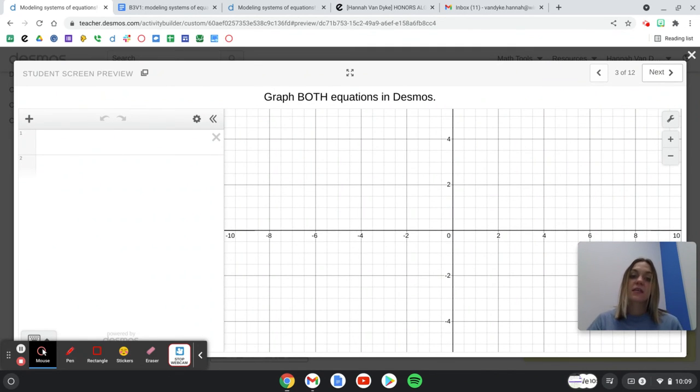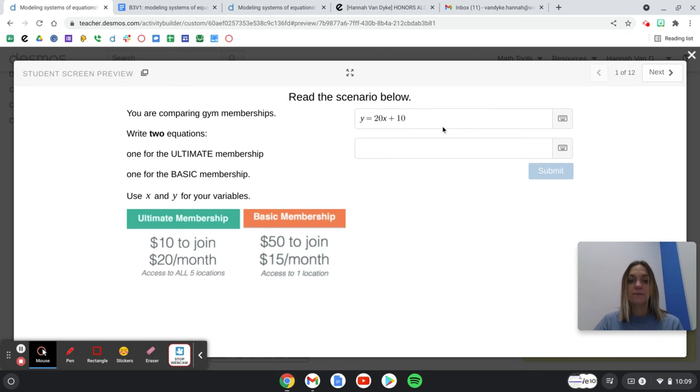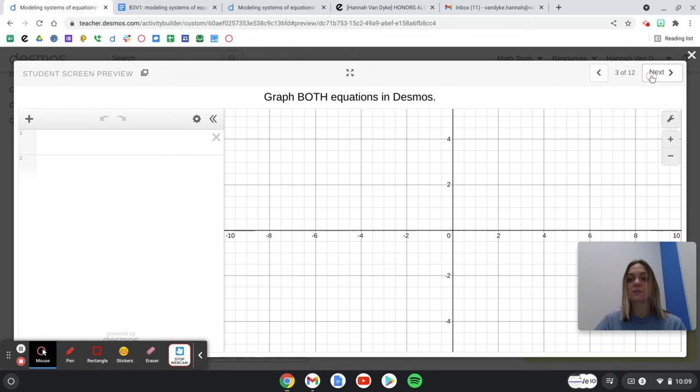Now for screen 3, it says graph both equations in Desmos. So you would simply come back here, graph this equation, and put it in Desmos. Once you do that, you would move on to screen 4, and the next video is going to help you with screen 4 if you need that.